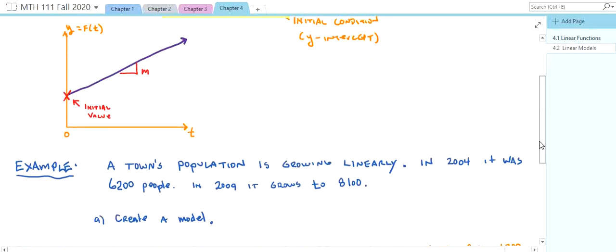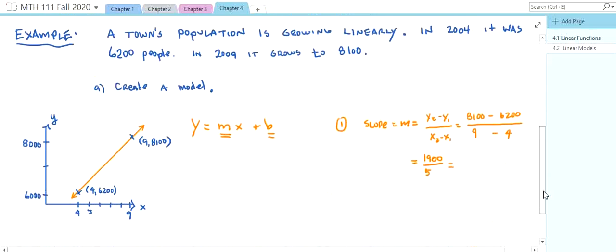Okay, so here's an example of creating a model. A town's population is growing linearly. In 2004 it was 6,200 people. In 2009 it rose to 8,100. Create a model that represents this, a linear model that represents this essentially.